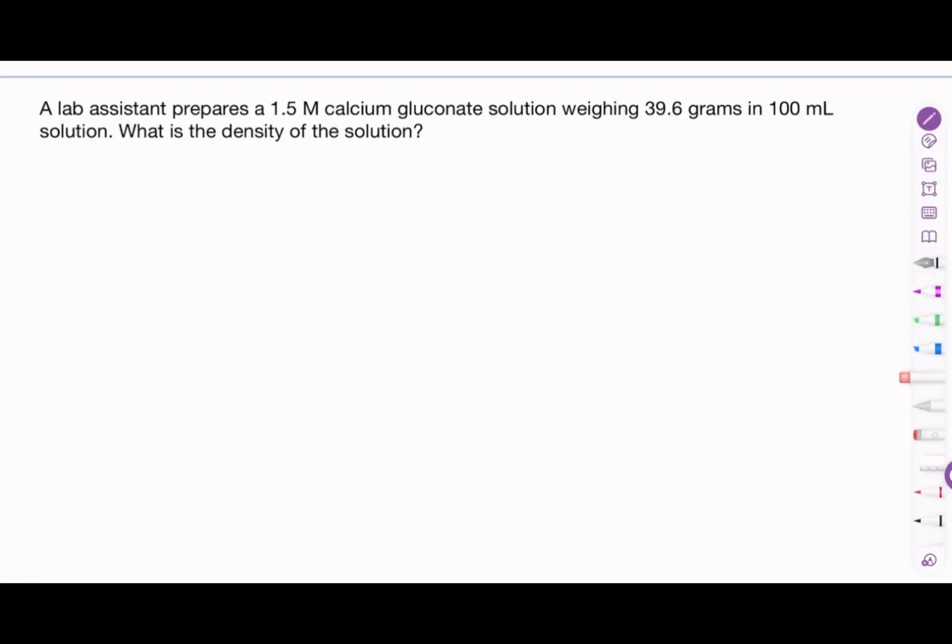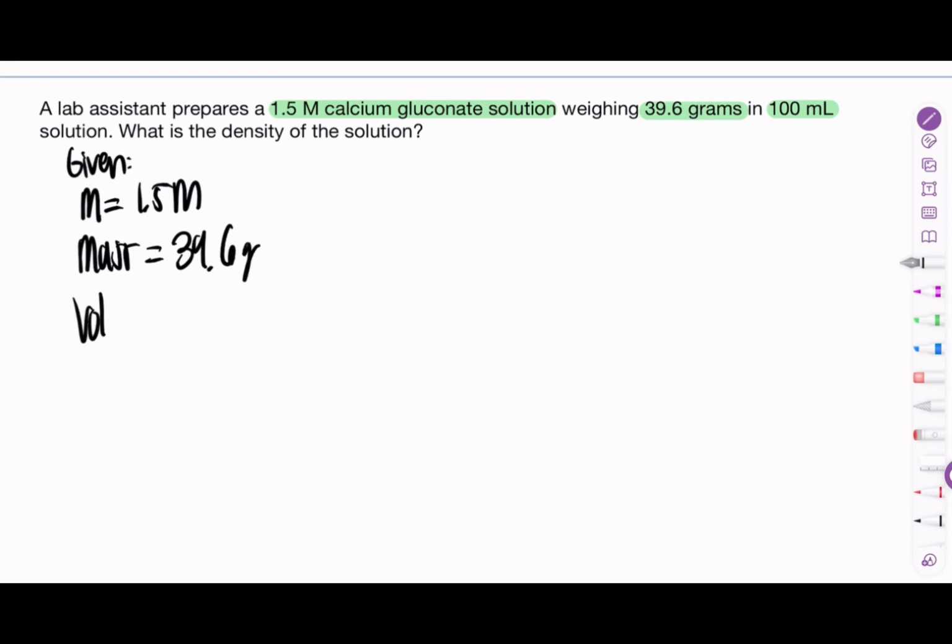A lab assistant prepares 1.5 molar calcium gluconate solution weighing 39.6 grams in a 100 milliliter solution. What is the density of the solution? Now first we need to find the given, which is 1.5 molar and then the 39.6 grams in the 100 milliliter solution. Now let's write it down. The mass is equal to 39.6 grams, and the volume is equal to 100 milliliters, and the density is unknown.